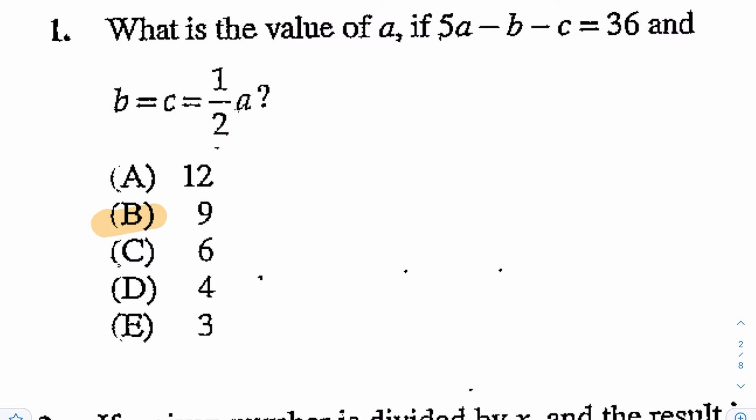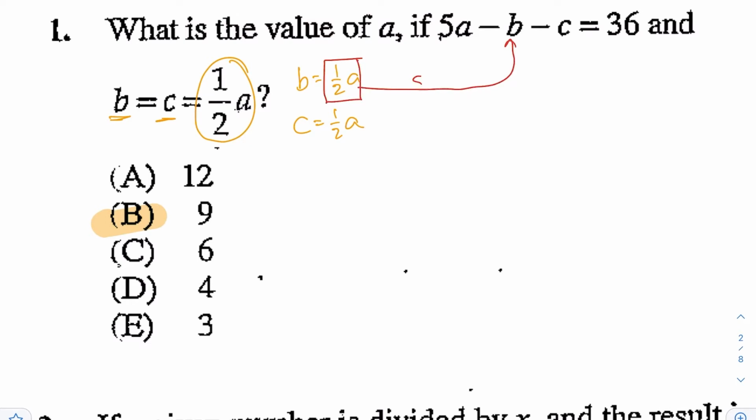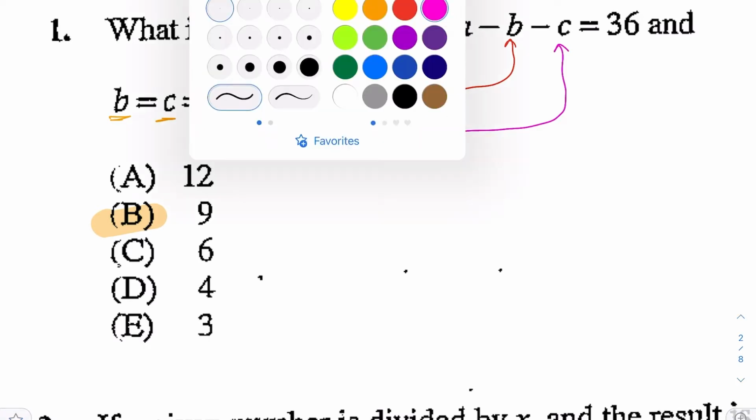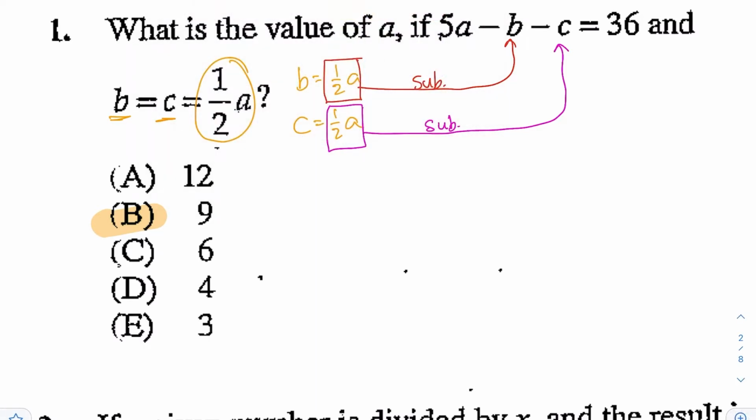Now, fortunately, we know that B is equal to C is also equal to 1/2 A. So that means that the other 2 equations are actually here. B is equal to 1/2 of A, and C is equal to 1/2 of A as well. So now you actually have 3 equations and 3 variables. You're going to do 2 substitutions. You'll replace B with 1/2 of A, and you will replace C with also 1/2 of A, because they just happen to be equal. So then you can actually solve for A.